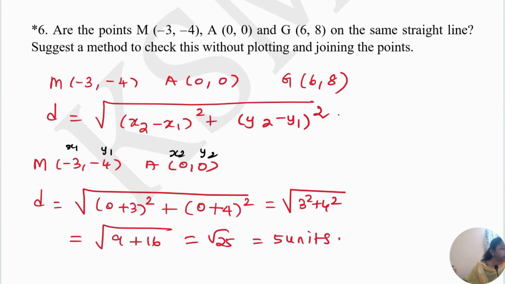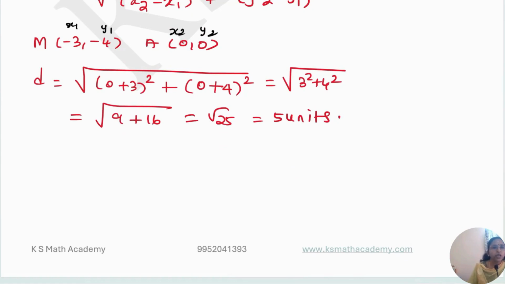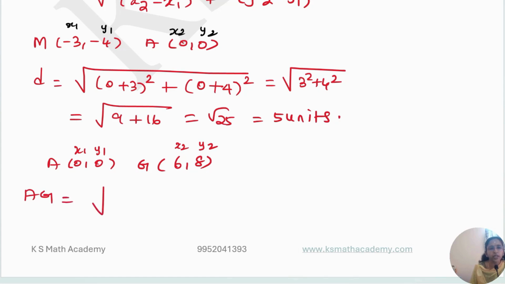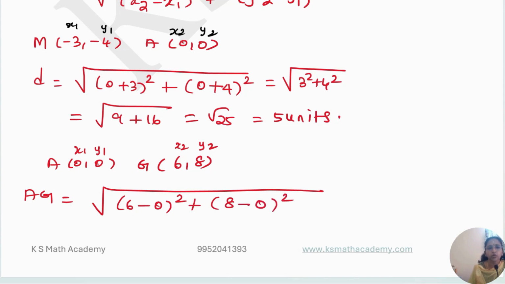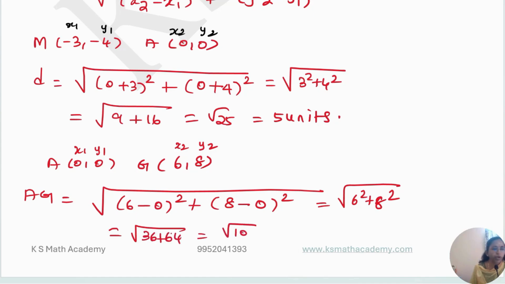Similarly, find the distance between A and G. The A point is (0, 0) and the G point given here is (6, 8). So this is our x1, y1, and this is x2, y2. Now find the distance between A and G: (6 minus 0) the whole square plus (8 minus 0) the whole square. So this is 6 square plus 8 square, root of 36 plus 64, root of 100, which is equal to 10 units.